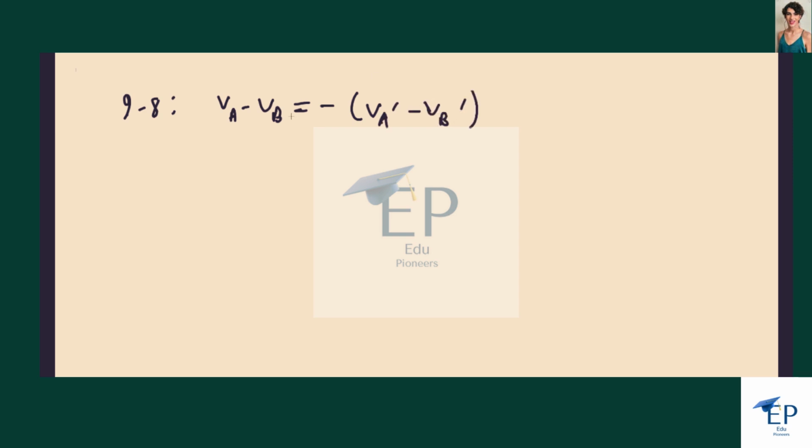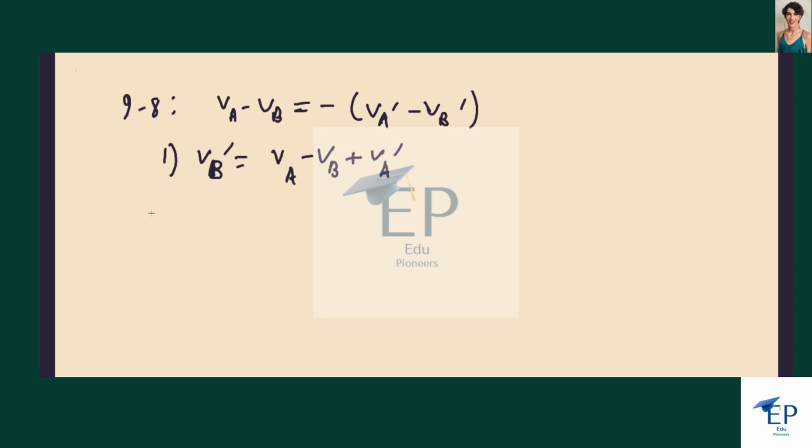And so our first task will be to write VA prime in terms of the other variables, and then VB prime in terms of the other variables, right? So the first part is VA prime. So first we want VA prime, so let's write VB prime in terms of the other ones. So VB prime is VA minus VB plus VA prime, right?